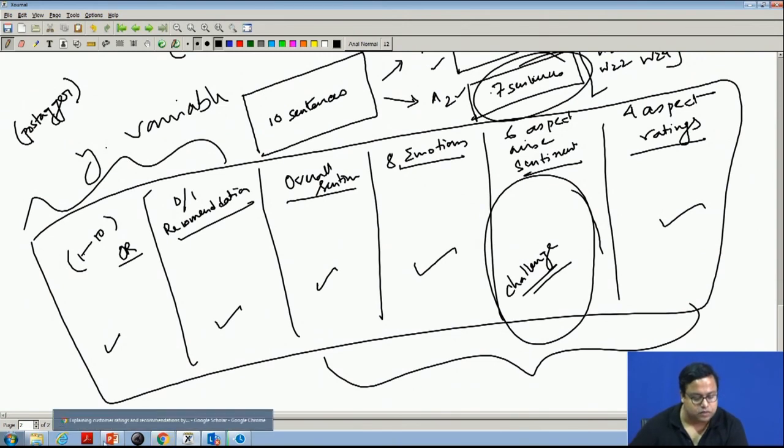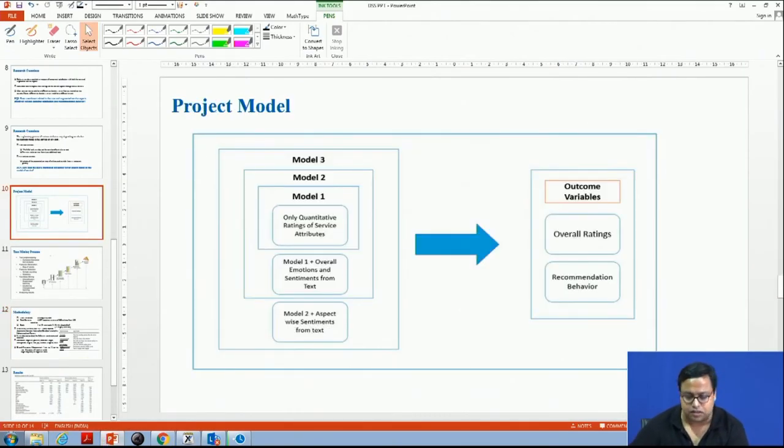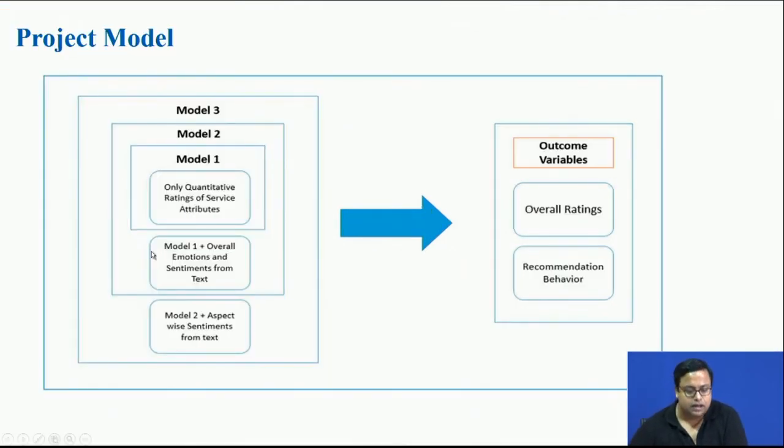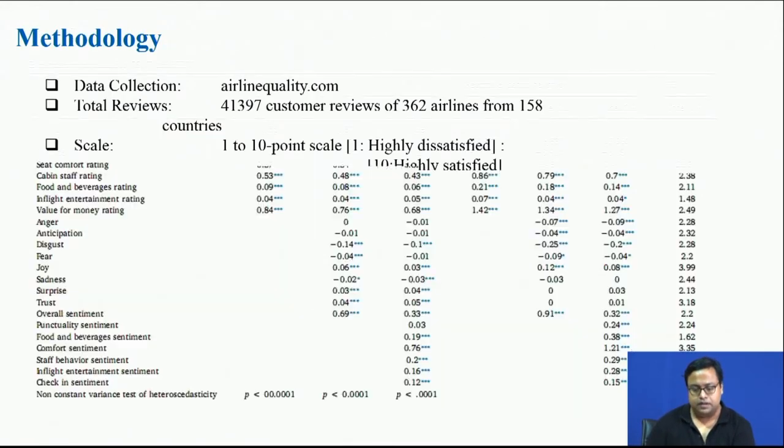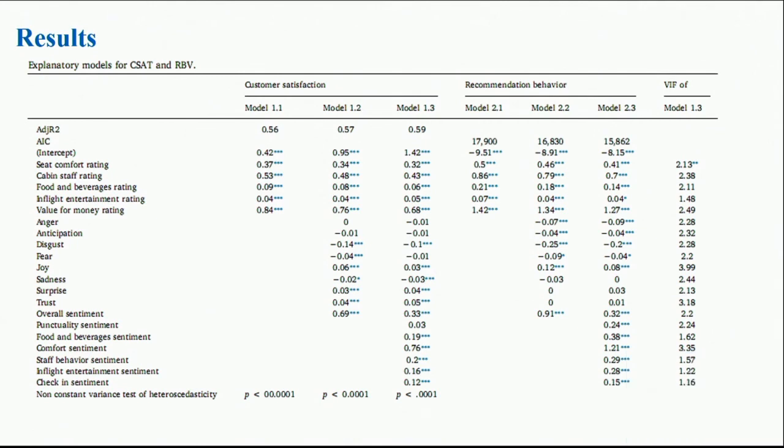Once you can do that, I have these models: model 1, model 2, model 3. In model 1, I had only quantitative ratings of, let us say, value for money, comfort and so on, the 1 to 5 point scale ratings that customers have given. In model 2, whatever was there in model 1, along with that overall sentiment and emotions have also been included. In model 3, the aspect-wise sentiments were also included. I had 2 outcome variables, overall rating, which is on a 1 to 10 point scale, and recommendation behavior. So, this is what the models talk about.